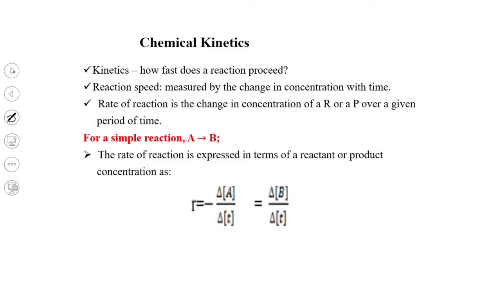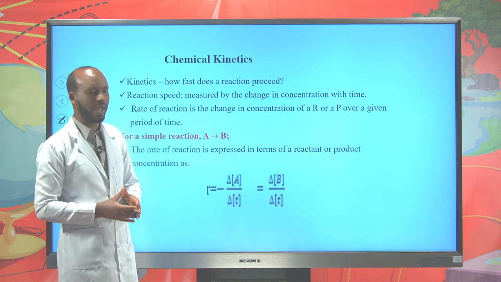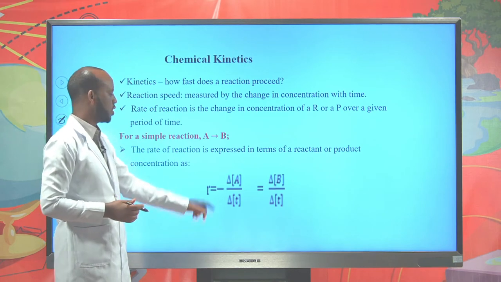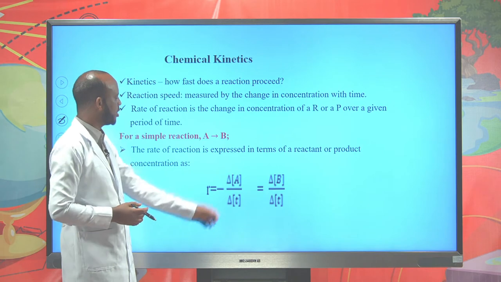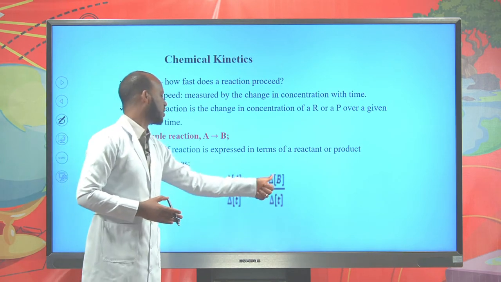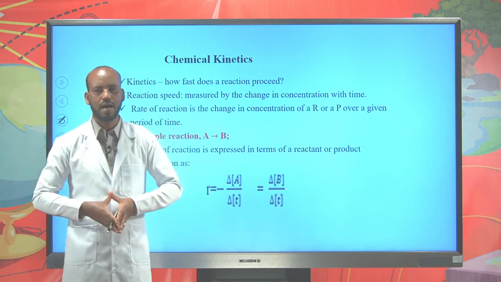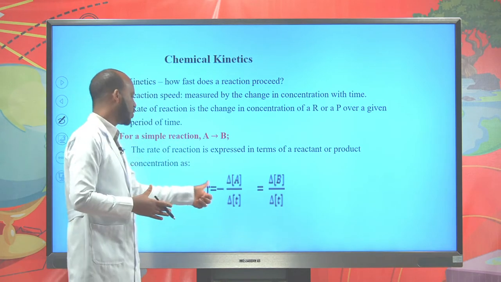Now for this simple reaction, A to product or A to B, the rate of reaction is expressed in terms of reactant and in terms of product as rate equals minus change in concentration of A divided by change in time, equals, in terms of product, change in concentration of B or product divided by change in time. Students, why do we introduce a negative sign here?